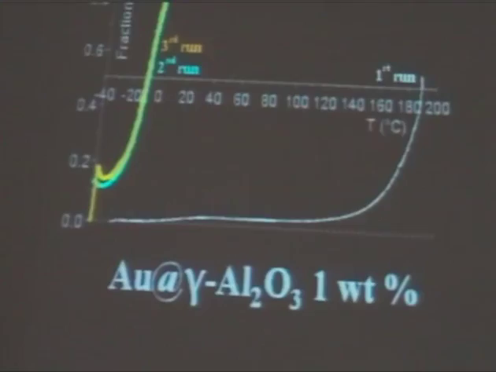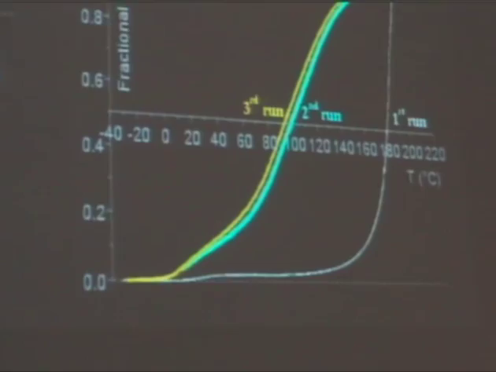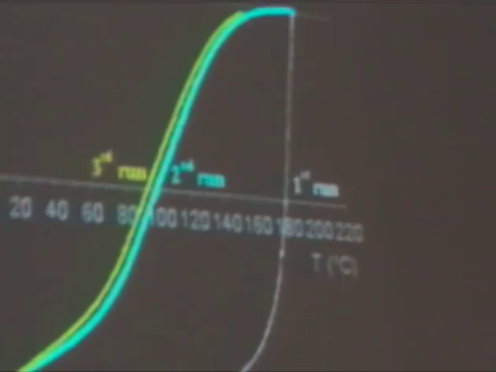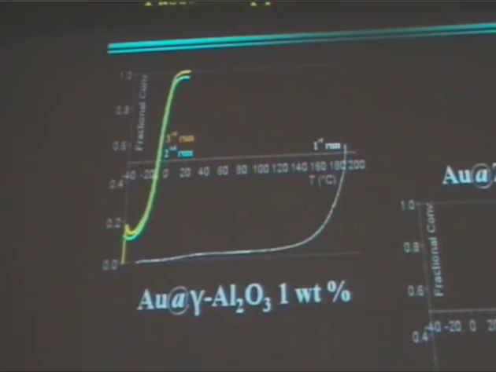Two supposedly inert supports, which were, according to the ideas, expected to be similar. This is the curve for the first one, where we basically have to burn off the ligand sphere from the supports. That's why the activity is much worse in the first one. So we can do the first one, and then we get stable activity.